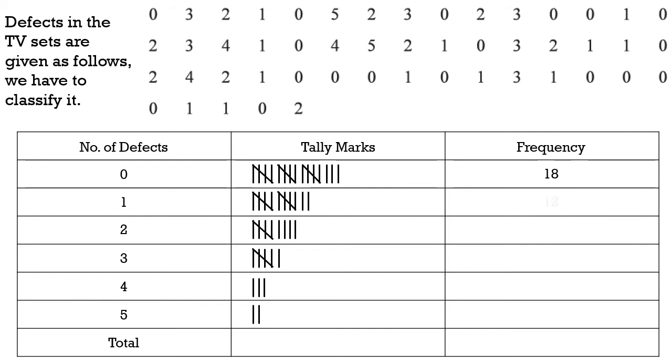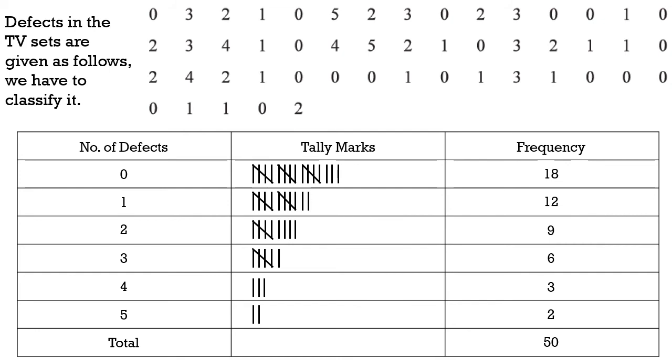So what we are going to do next is make a total. There are 3 groups of 5s and 3, so that means 18 frequency for 0, then 2 groups of 5s and 2, so 12, then comes 5 and 4, 9, then 5 and 1, 6, then 3, and then 2, and altogether the total is 50. So the total number of TV sets was 50 and defect wise we have classified them. So 18 TV sets have 0 defects, 12 TV sets have 1 defect and so on. So this is how we classify the data.